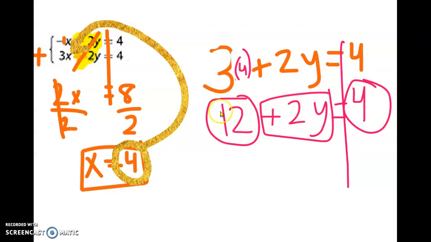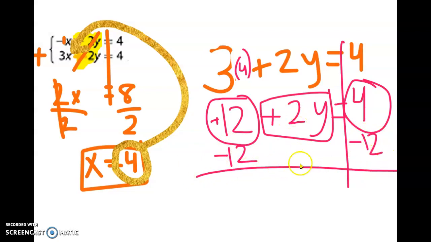I need the variable to be isolated on its own. So I'm going to eliminate the 12. So that's a positive 12, so I need a negative 12. And whatever I do to one side, I do to the other. Okay, now I have 2y equals, so this is 0. 2y goes down, 2y equals negative 8.